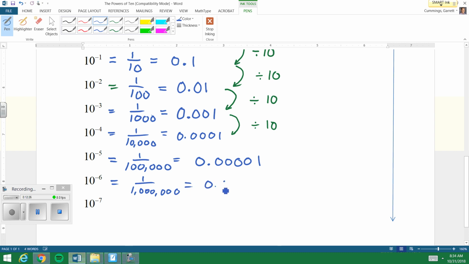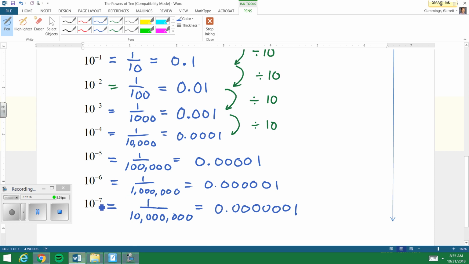So we go 0.000001. Interesting. And then 10 to the negative 7th is 1/10,000,000th in a fraction. We are dividing the number 1 up a whole lot of times. 0.0000001. Interesting. And there's also some great patterns going on here.